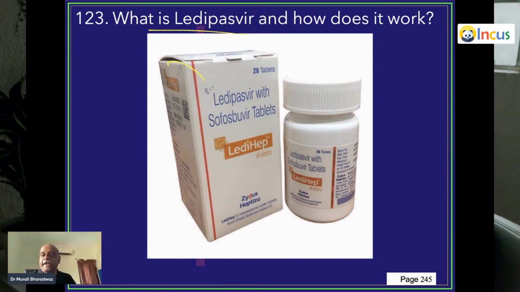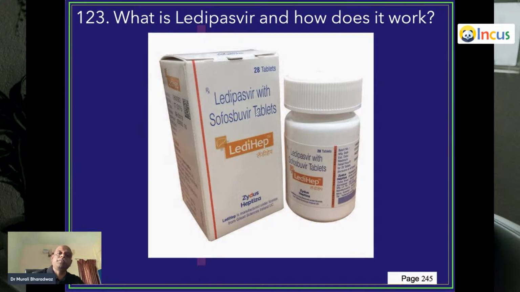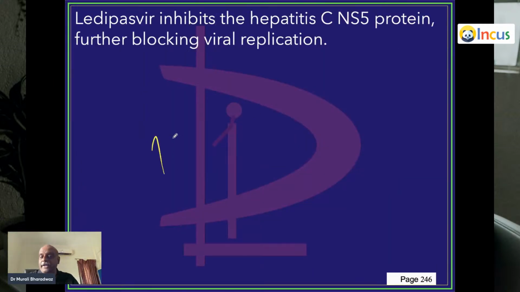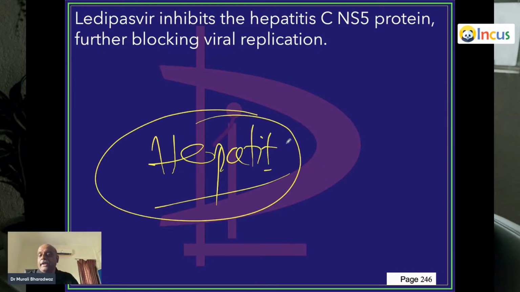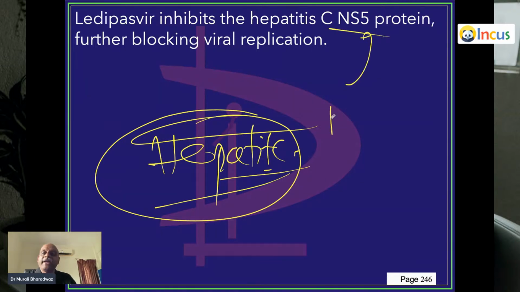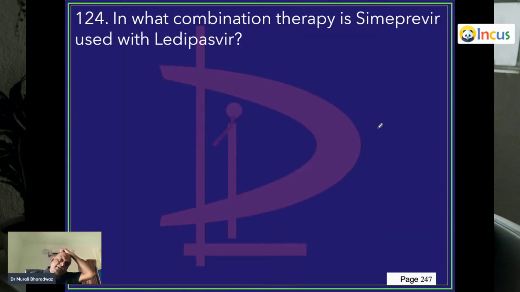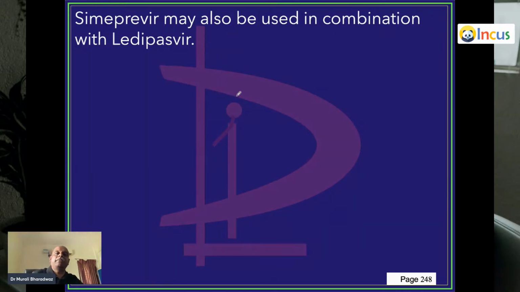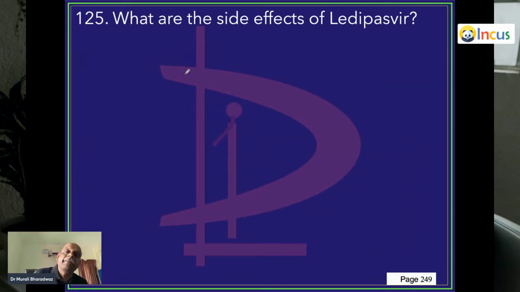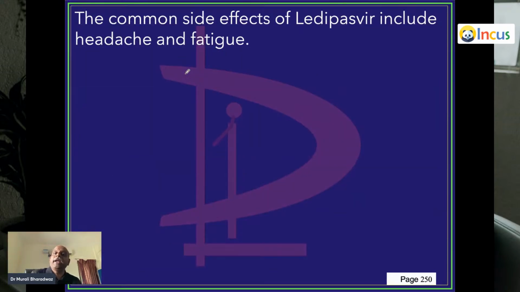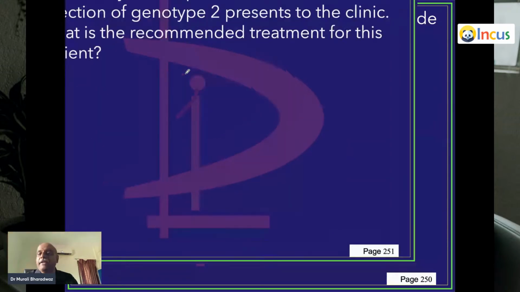Ledipasvir. This is ledipasvir with sofosbuvir. Once more for hepatitis C. Tomorrow you are all going to become top gastroenterologists with hepatology. This is a day in and day out thing. NS5A protein inhibitor blocking viral replication. Simeprevir with ledipasvir, what is the combination therapy? Simeprevir can also be used along with ledipasvir. So headache and fatigue are the main side effects.